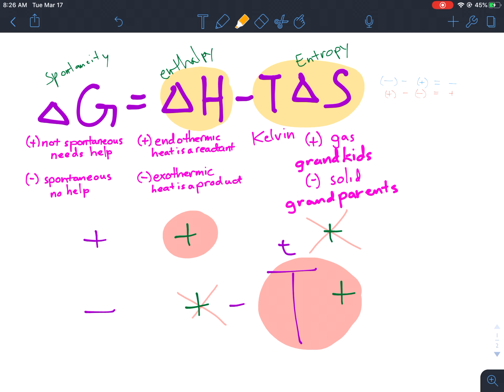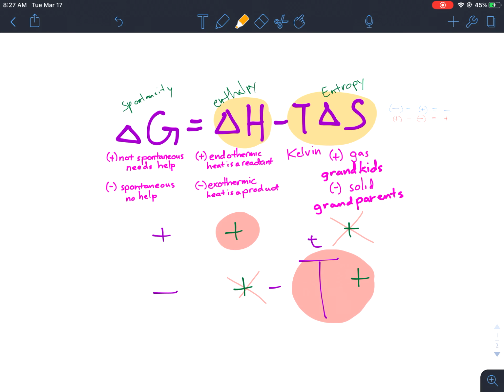So here's your first delta G. This is the one that deals with enthalpy and entropy. Remember, spontaneous is: does the reaction happen on its own? Does it need help or not? Delta H is whether it's endothermic or exothermic, heat as a reactant or heat as a product. And delta S is the change in your disorder, like a gas going to a gas. That's not a good analogy, but for the most part this will suffice. All right, let's get all this stuff out of the way.